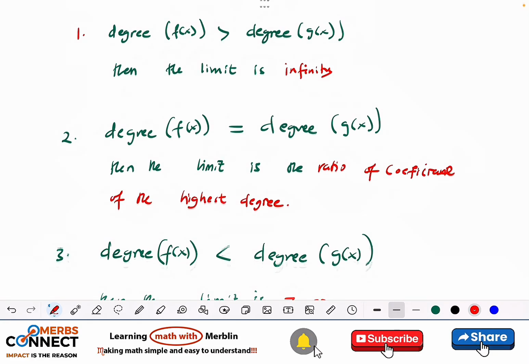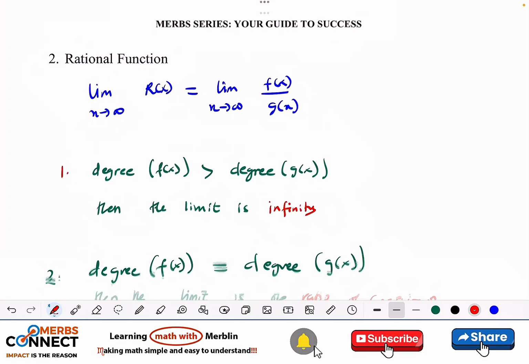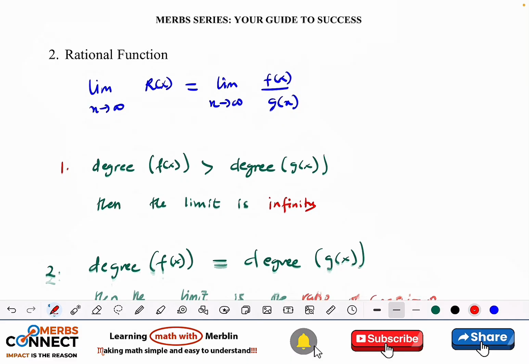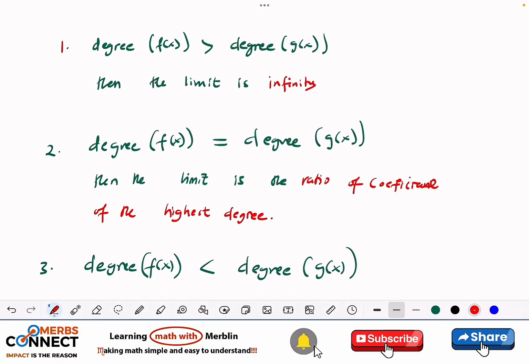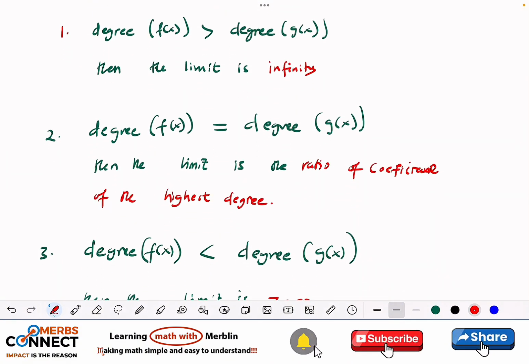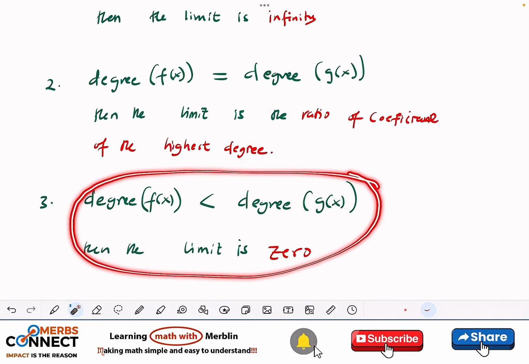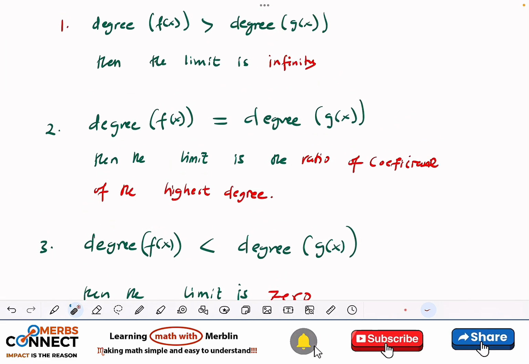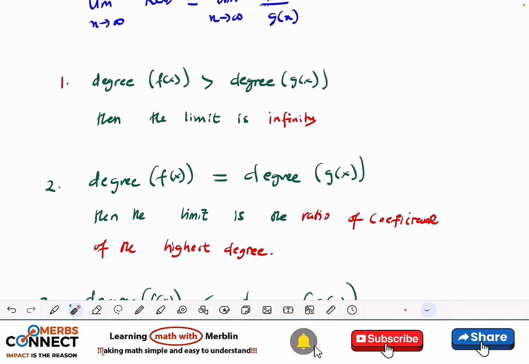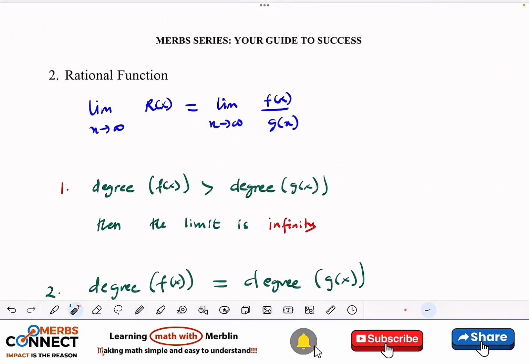So these are the three things that are going to guide us whenever we are dealing with a rational function and x is approaching infinity. We will take examples in the same video for you to understand it better. But these are the three things that we need to remember. And remember, when we are dealing with horizontal asymptote, if this is true, then the horizontal asymptote is 0. If this is true, then the horizontal asymptote is the ratio of the coefficients of the highest degree. And if this is true, then there is no horizontal asymptote, but we have what? Oblique asymptote. So remember that.